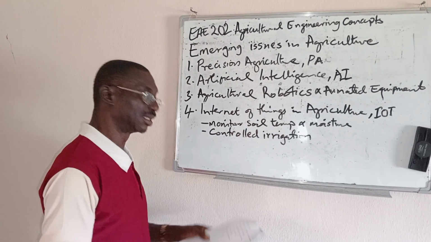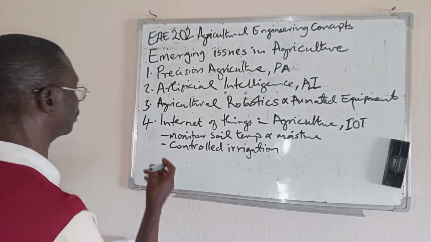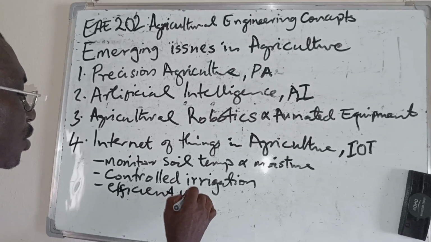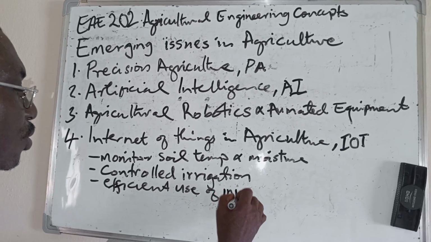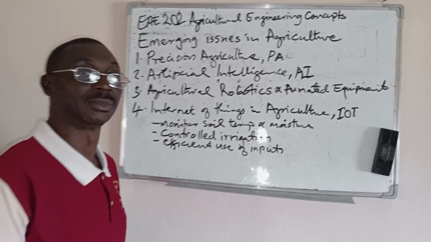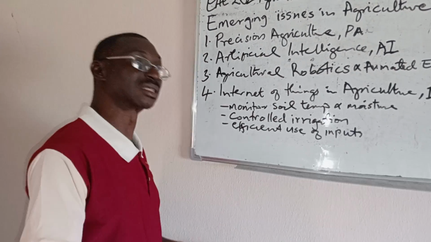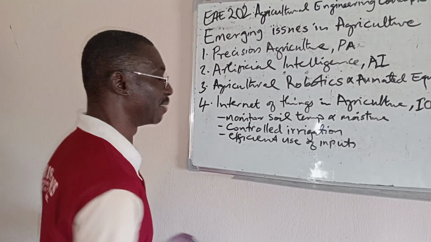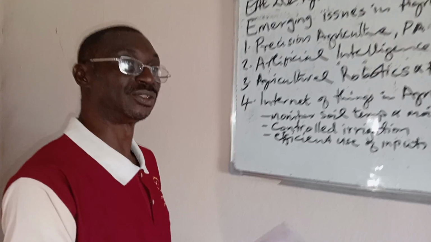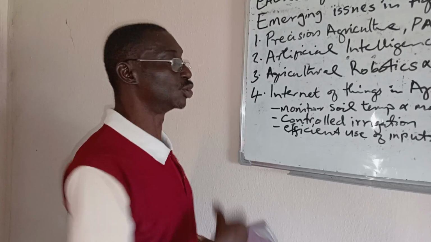That is it. Then the third is this: efficient usage of inputs. It results in efficient use of inputs in your farm, like water, like fertilizer, like pesticides, insecticides, and so on. The inputs you have in the farm, by the use of Internet of Things, you will achieve that. So that's one of the applications of Internet of Things in agriculture. So efficient use of inputs.